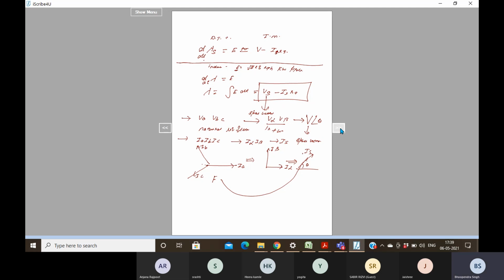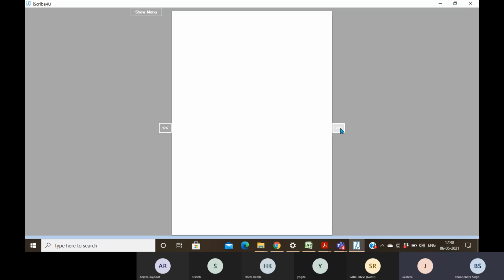Understood? Yes, sir. So you have to see that when I am now writing the equation of this type, the flux linkage is the integral of V dt. Always remember, I am talking in terms of space vector.